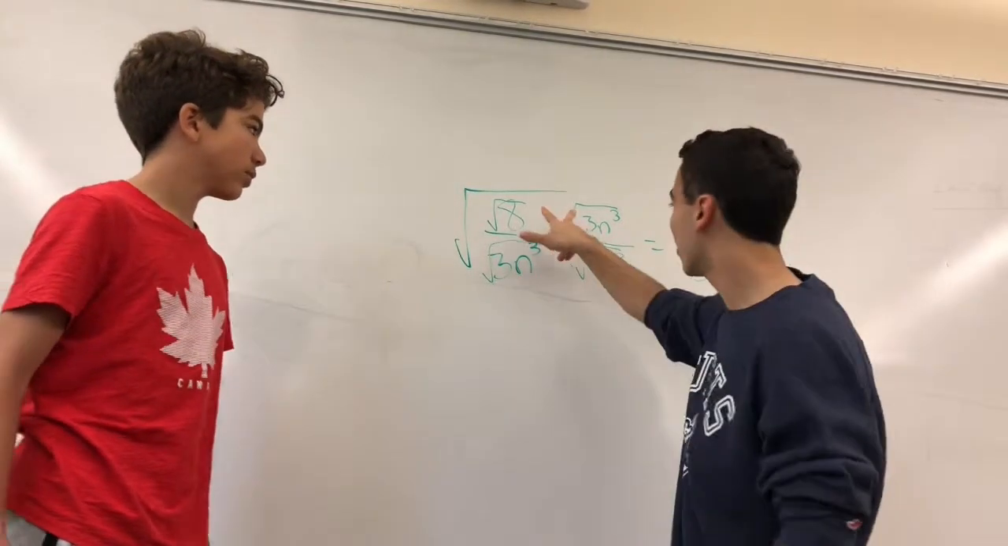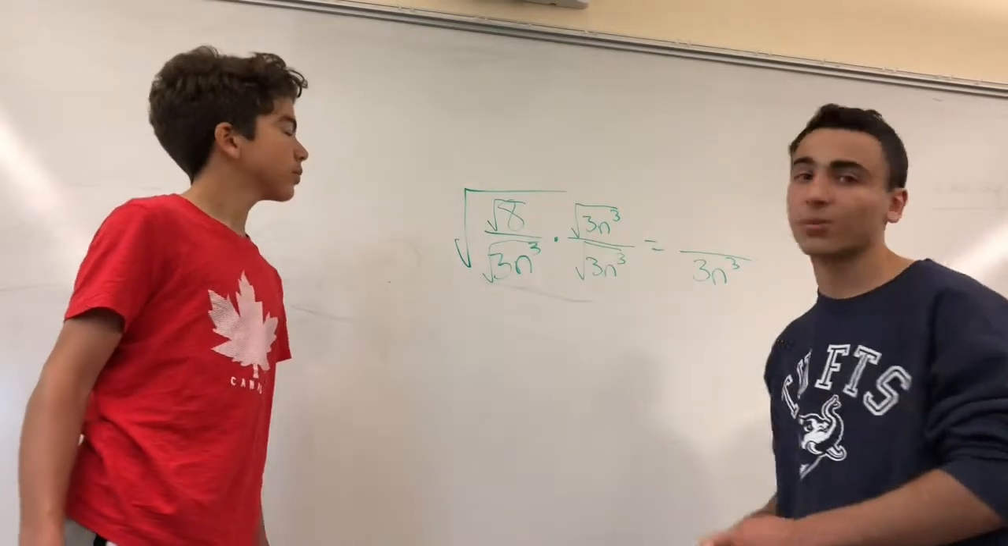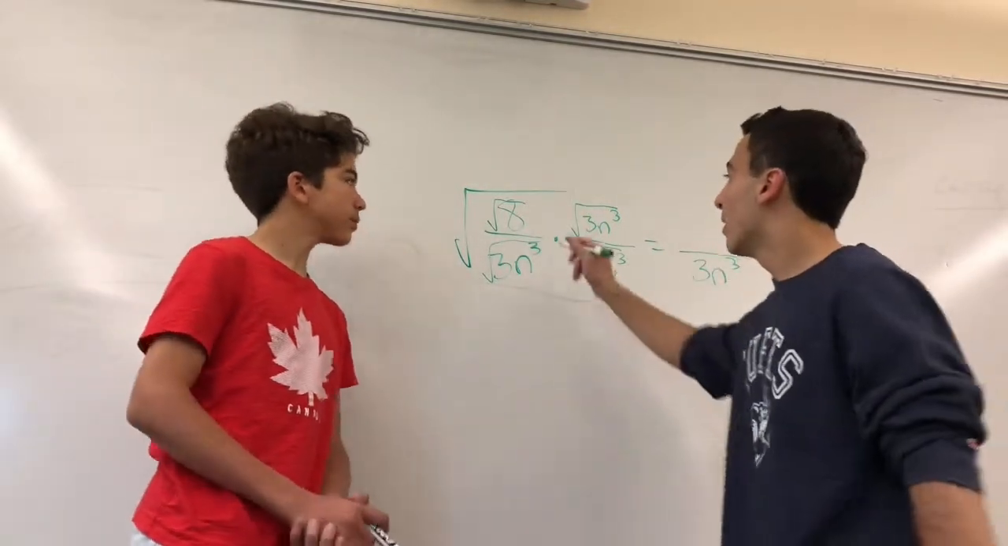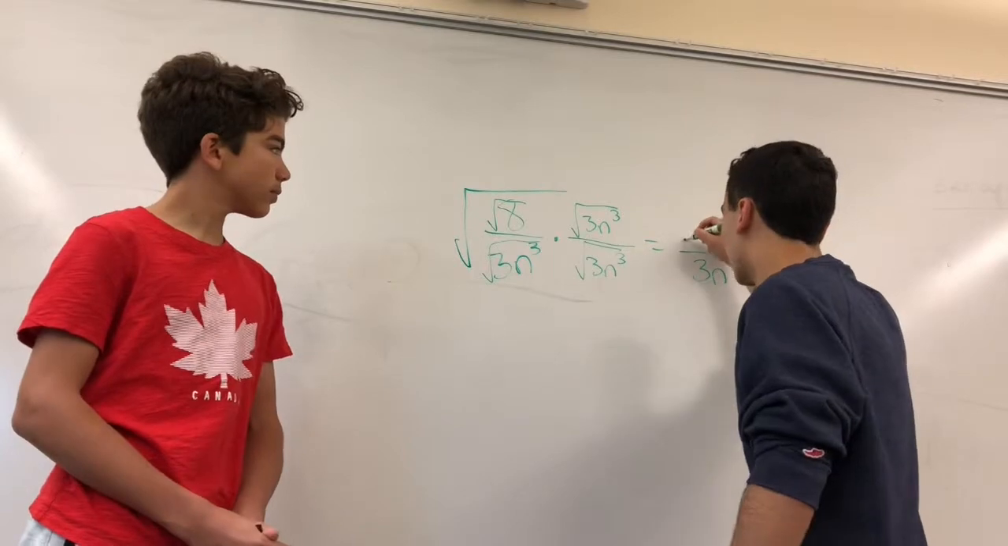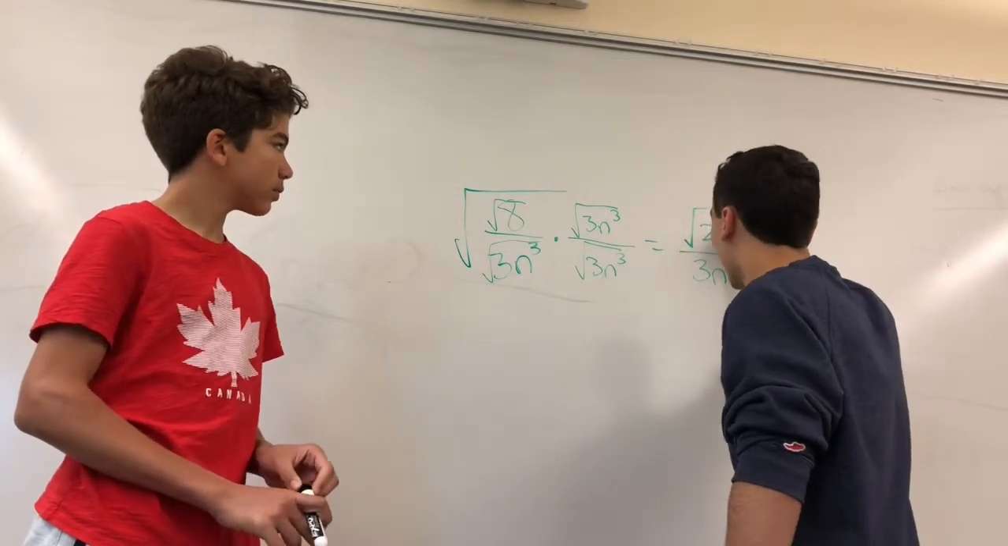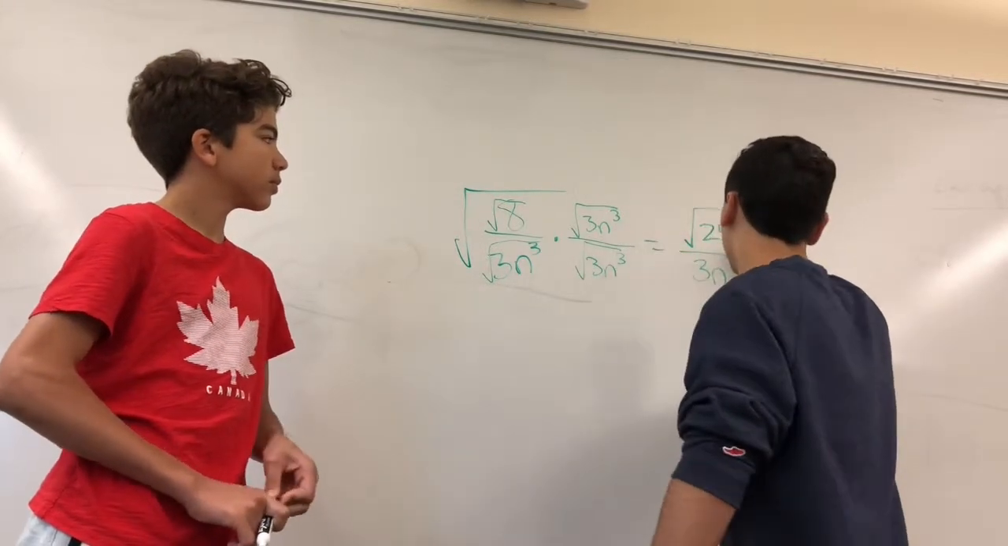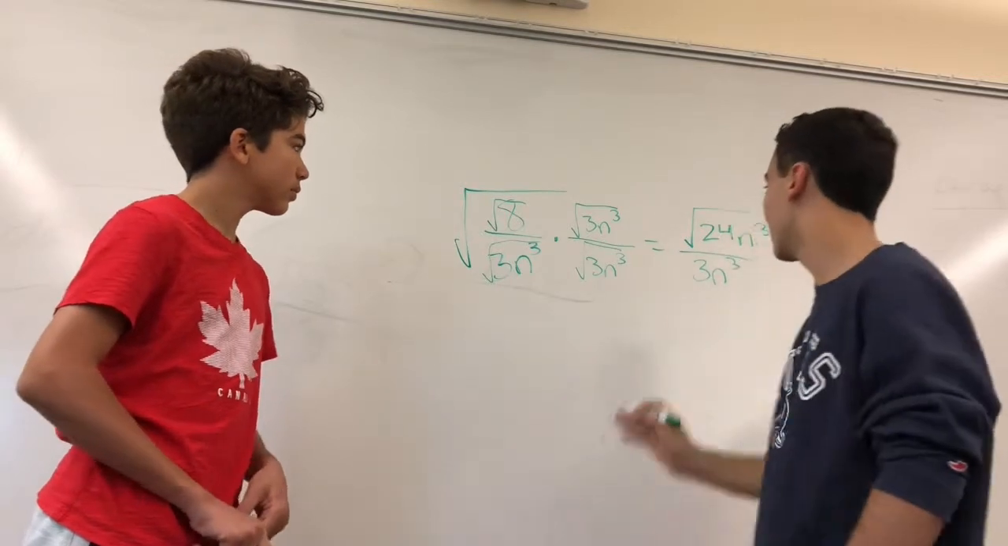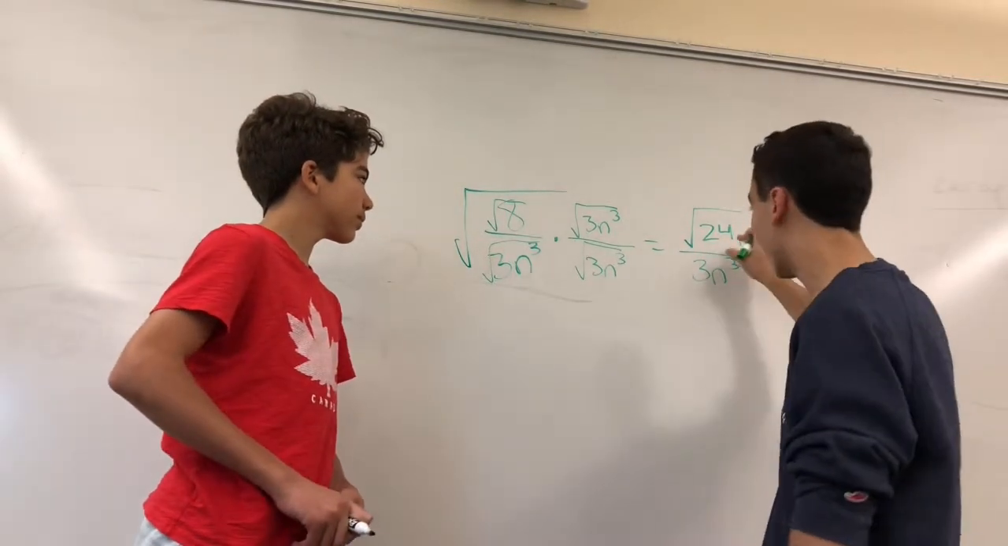Now, since these two are in square roots, you can multiply them together like any other number. So 8 times 3, on the square root, is 24n to the third. Now we have this answer, but we have to simplify the numerator.